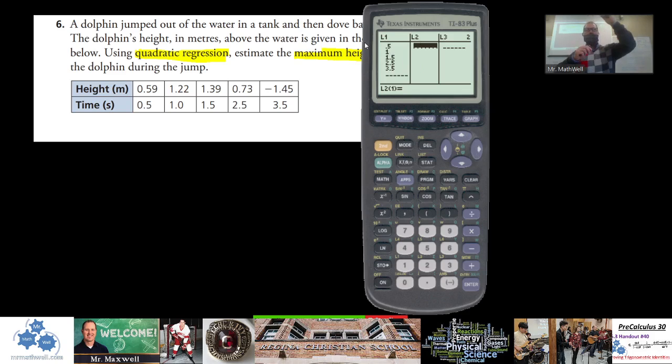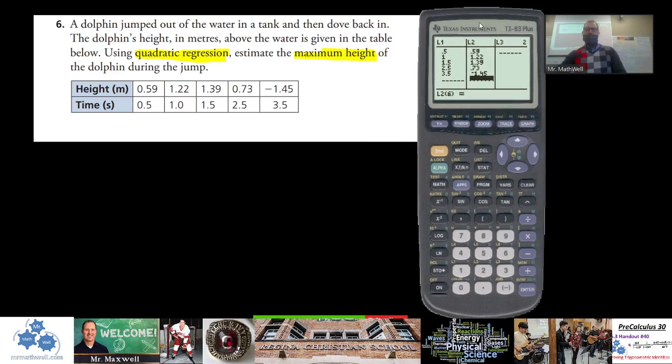Now what we measure is the y variable, right? What we measure. So we're going to measure the height at different times. So this is going to be 0.59, 1.22, 1.39, 0.73, and then negative, and here's your negative button on your calculator. Don't hit the minus. You got to put the negative if you mean a negative value. And it's negative 1.45.